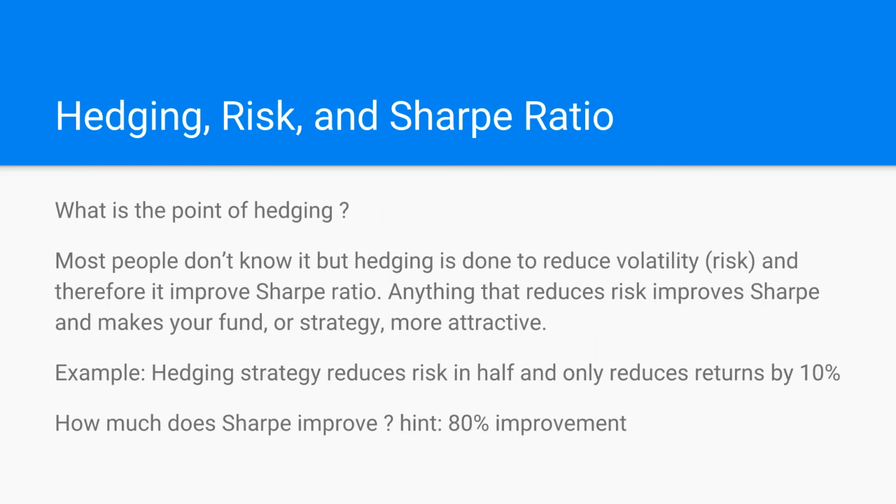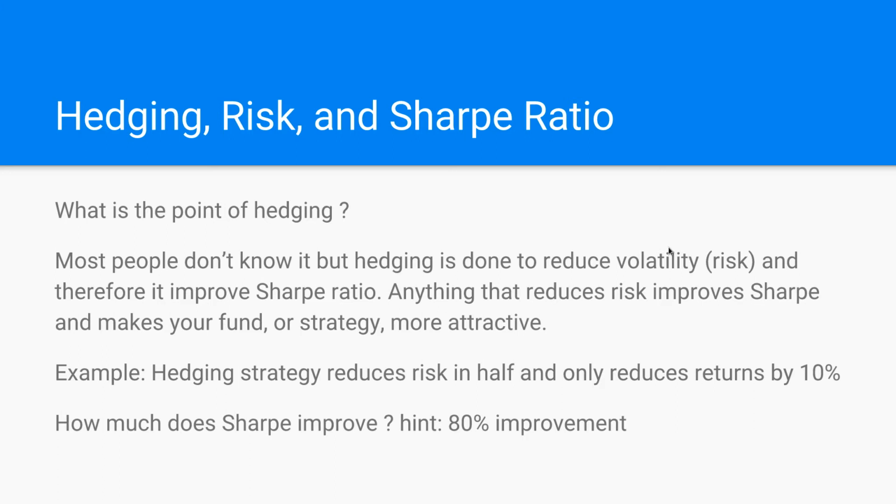So we'll come to hedging finally. What is the point of hedging, and how does it connect with risk and with the Sharpe ratio? Well, hedging is the art of improving the Sharpe ratio. That's what it is. If you see hedging in a professional environment, whether they know it or not, the only thing they are doing is improving their Sharpe ratio, because the whole point of hedging is to reduce volatility.